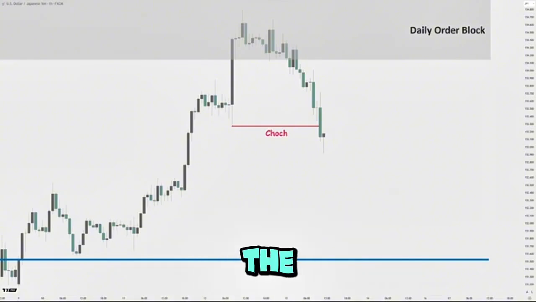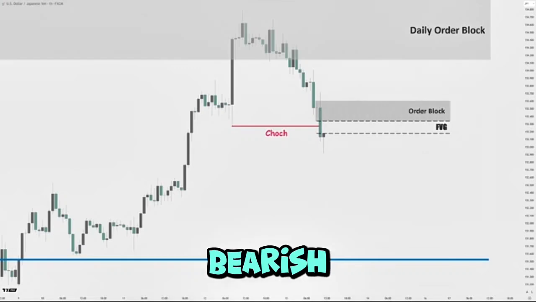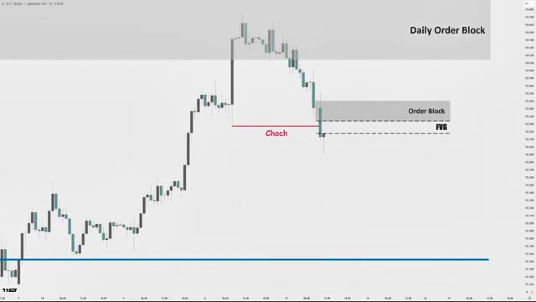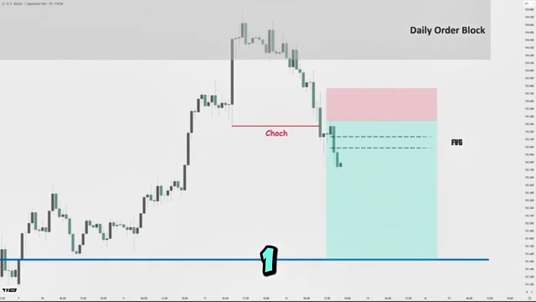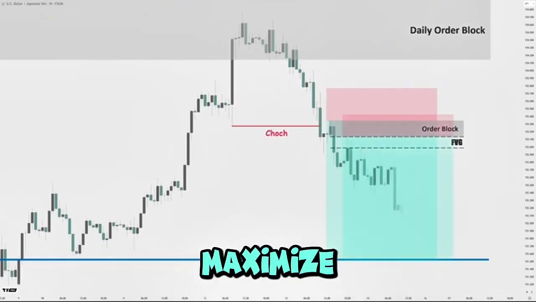So where do we enter the trade? We wait for the price to create new bearish order blocks. Set your sell limit at the order block and place your stop loss above it, giving the price some room to breathe. Take partial profits when the price reaches your 1 to 2 risk to reward target and aim for the key levels ahead to maximize your trade.